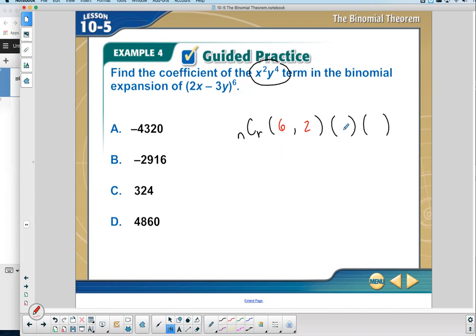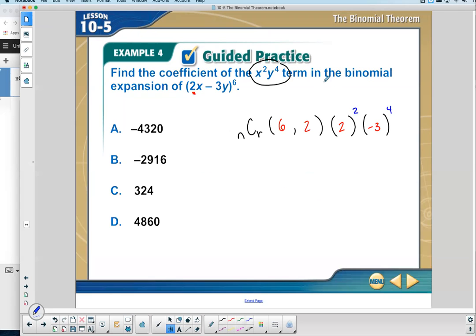What goes inside this parenthesis? 2. That is a 2. It's this 2. And what goes in this parenthesis? -3. That's correct. Now, these two are your powers. Just like that. And so that's what you should have typed in the calculator.